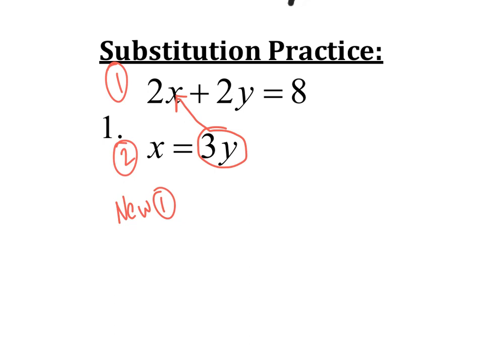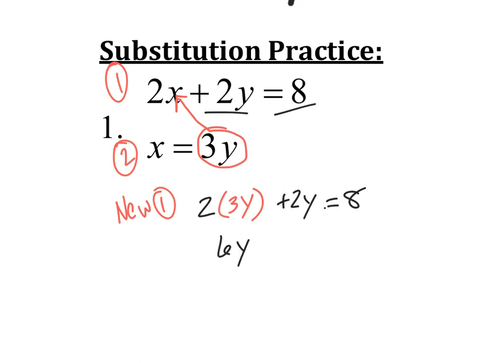So let's start off. Equation 1 starts off with 2, and then x, which is being replaced with 3y, and then the rest of it is plus 2y equals 8. So there's the equation, and that needs to be simplified. Let's go ahead and simplify that. We have 2 times 3y, which is 6y, plus 2y equals 8.